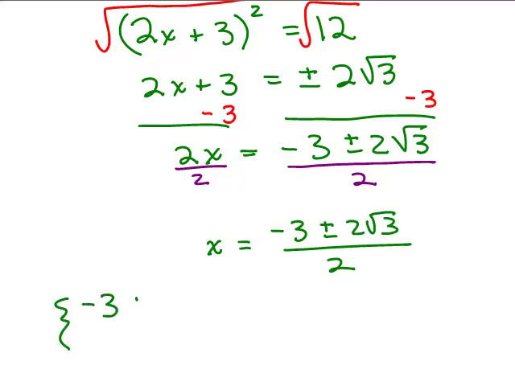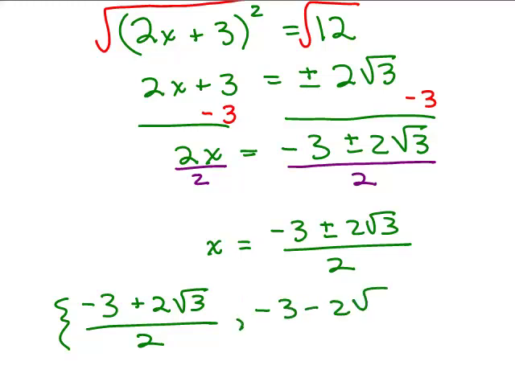Negative 3 plus 2 square roots of 3 all over 2. And you may not cancel those 2's, right? Because you'd have to factor the numerator, and 2 would have to be a factor. It's not a factor of the numerator. And negative 3 minus 2 square roots of 3 all over 2. Now, if this would have been like the square root of 9, you would have broken this up into two different equations because you would have been able to simplify the numerator. You wouldn't have these radicals in it.